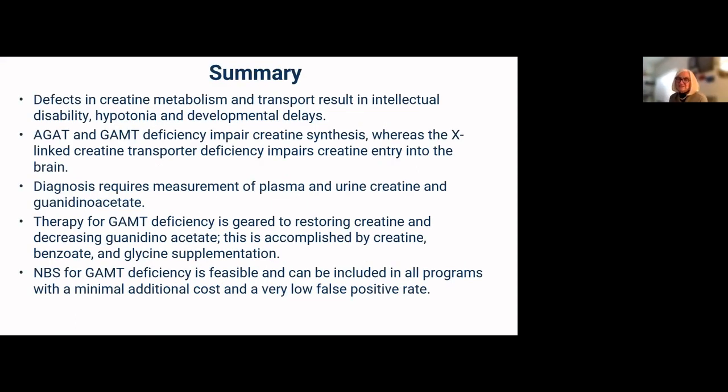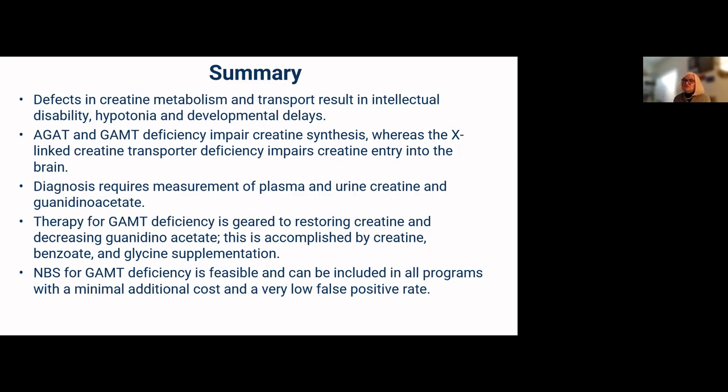So in the summary, I hope we have shown you that defects in creatine metabolism and transport result in intellectual disability, hypotonia, developmental delays. We have talked about AGAT and GAMT deficiency, which impair creatine synthesis, and creatine transporter deficiency, which impairs creatine entry into the brain. Diagnosis of these conditions requires measurement of plasma and urine creatine and guanidinoacetate.